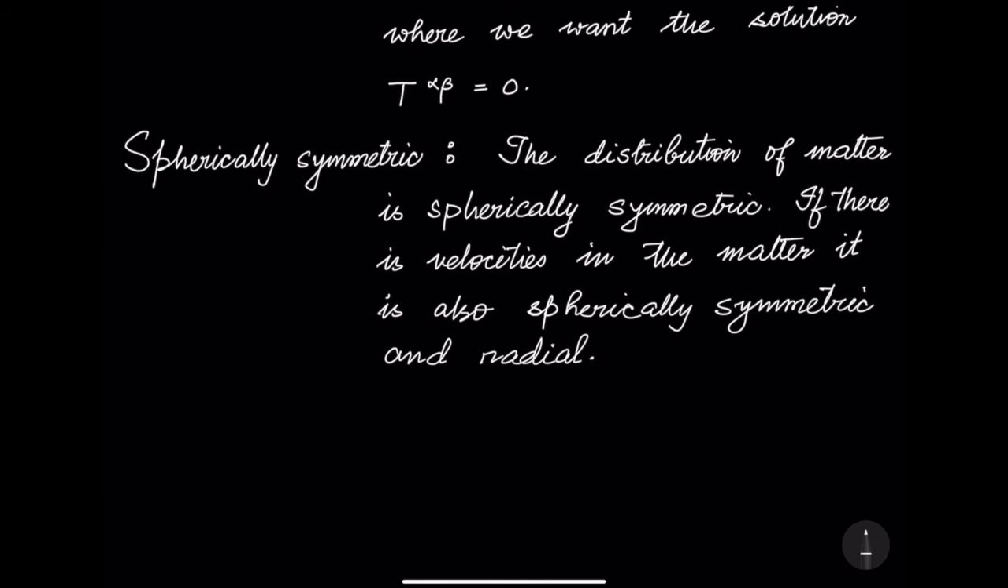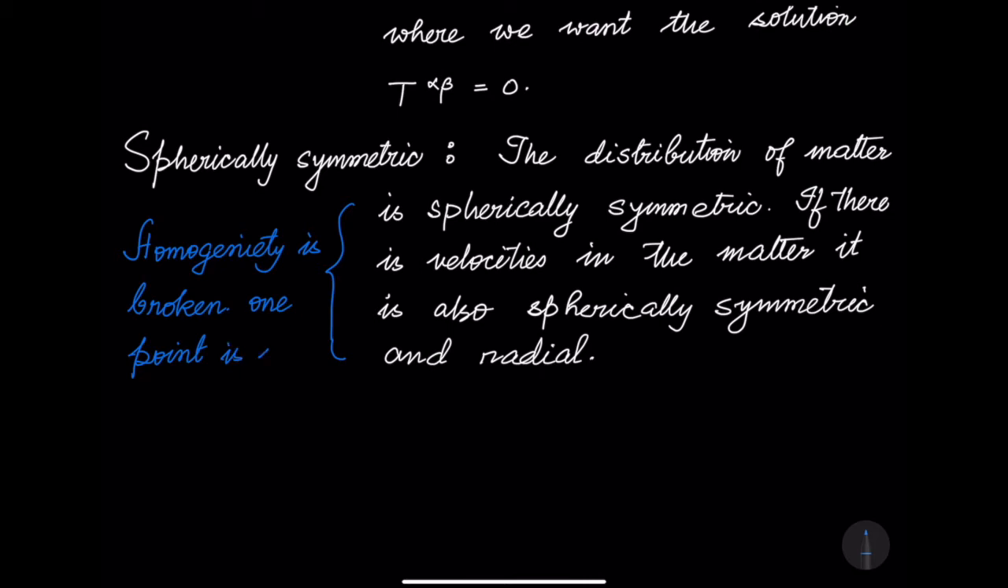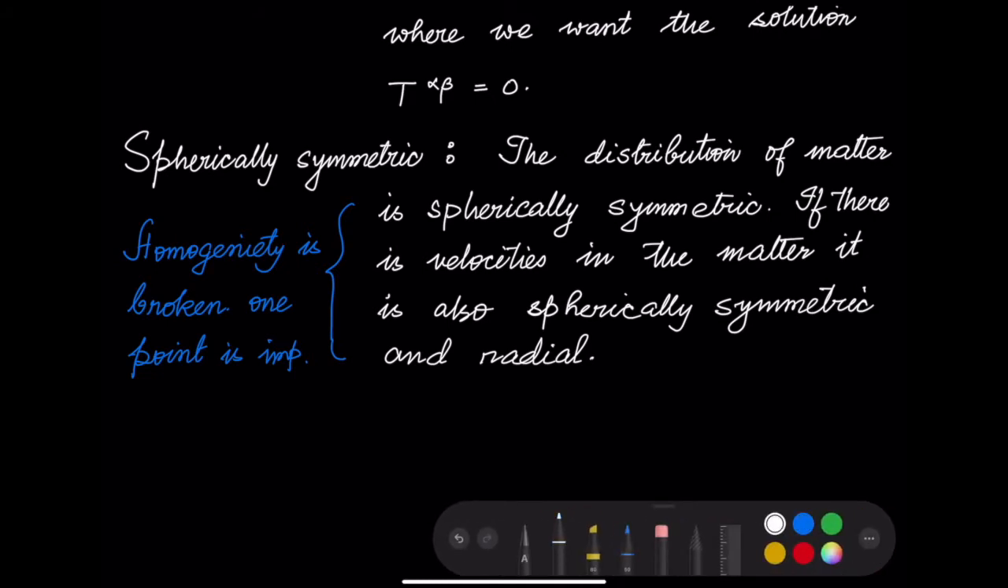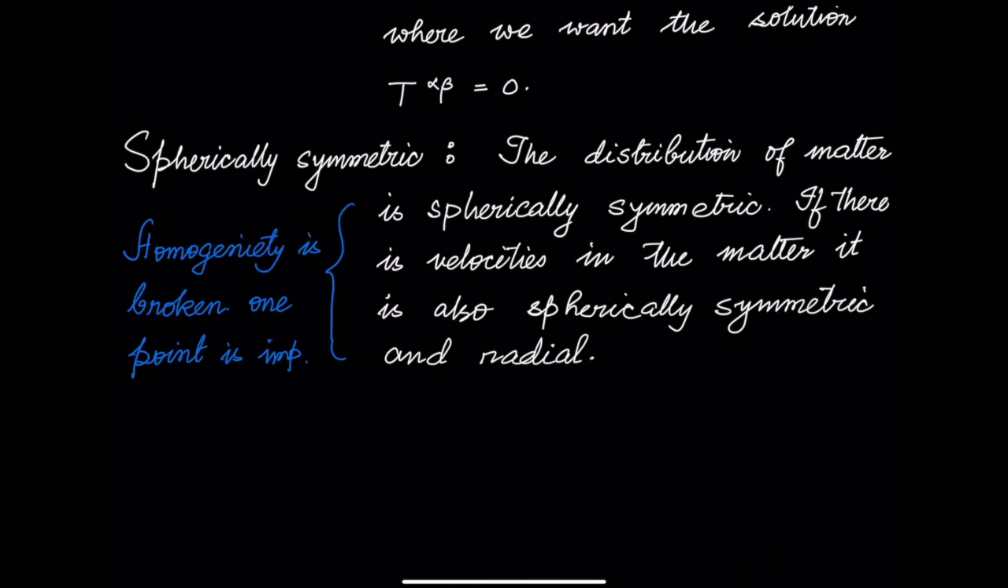Now, whenever I say that this is spherically symmetric, it implies that the space is no more homogeneous. Homogeneity of the space is broken. There is one point in the space with respect to which everything is spherically symmetric, so there is one important point in the space. So the homogeneity is broken. I cannot choose the origin anywhere and see the spherical symmetry.